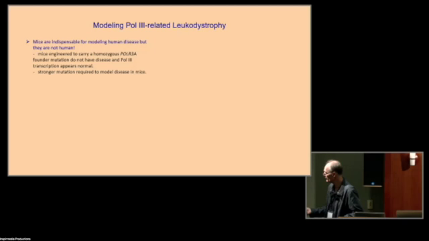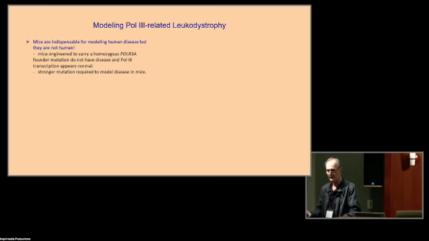But the experiments involved generating a mouse that contained a homozygous POLR3A mutation, a founder mutation in the human population, but it didn't have disease. It was perfectly fine. And moreover, Pol III transcription in those mice appeared to be normal. So this suggested that in fact, mice are less sensitive to the mutations that cause disease in humans. What we needed to do was to make a stronger mutation in order to model the disease in mice. So this is what we wanted to do.